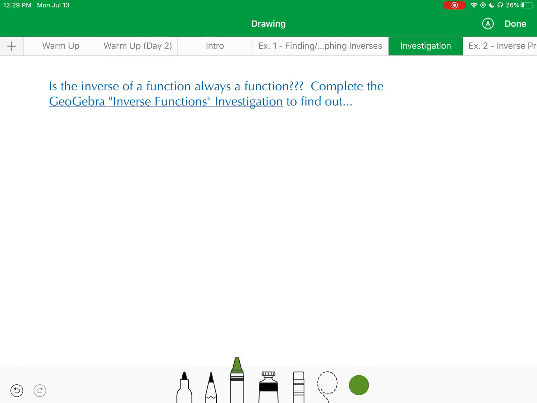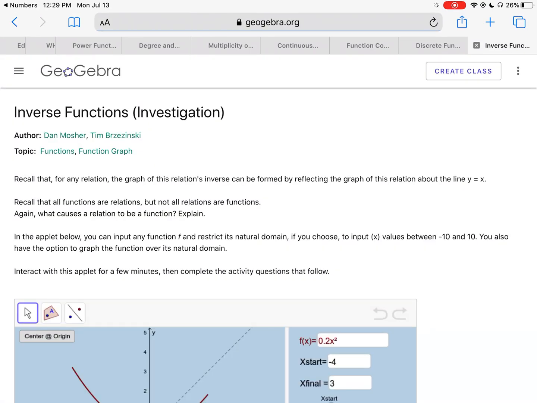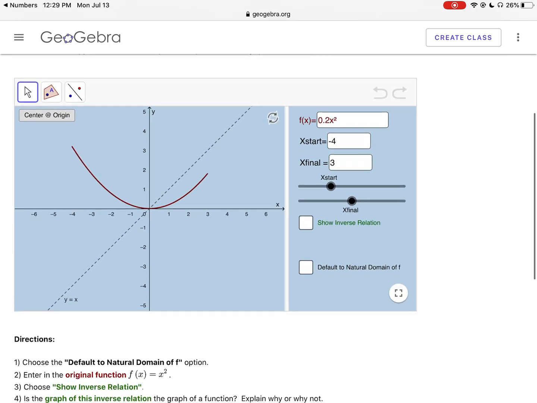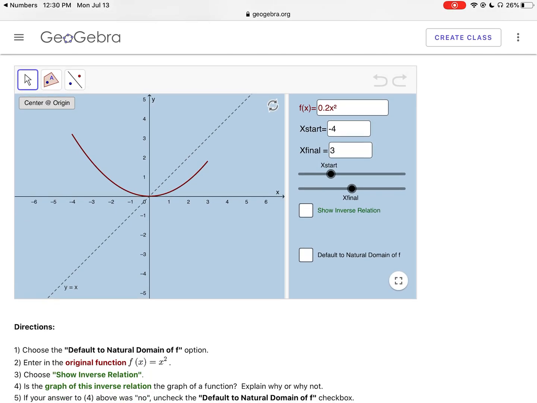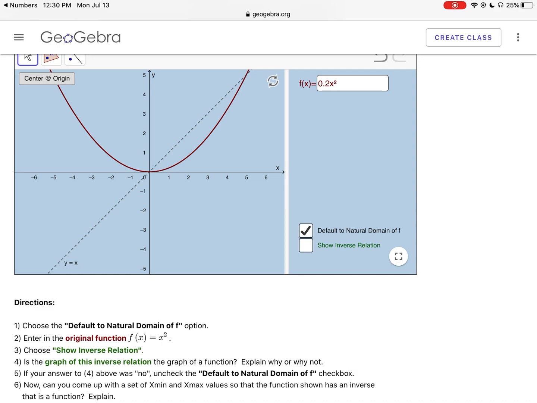Okay. So now I want to ask the question, is the inverse of a function always a function? To do so, we're going to use this investigation. You can open it up with me. All right, so we're going to scroll down, and there's some directions below the applet that we're going to follow here. So step 1 says to choose the default to natural domain of f option. Okay, so we're going to check that box, and basically what that means is when that box is checked, whatever function you are working with, it's going to show the entire graph over all of its domain values. Okay, in this case, the domain for this function is all real numbers.